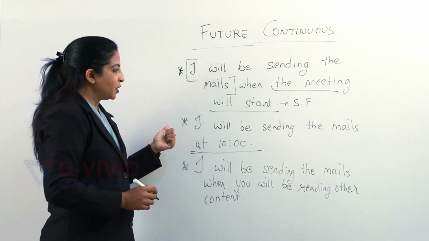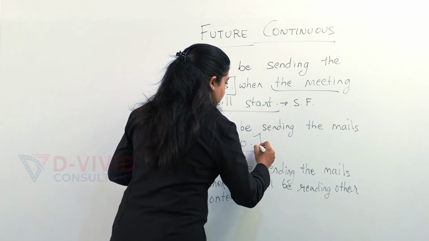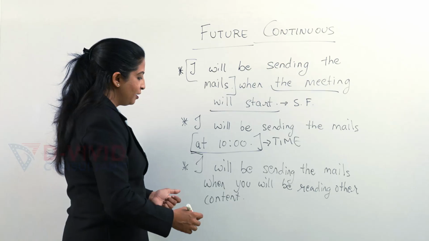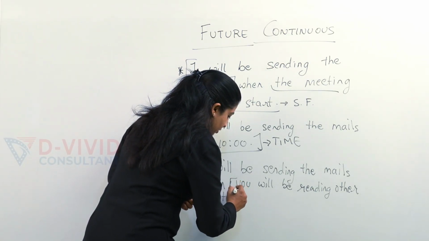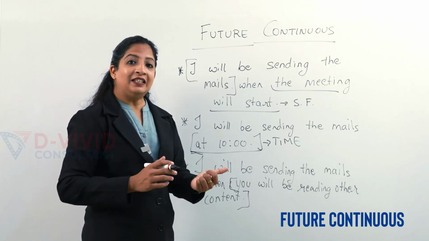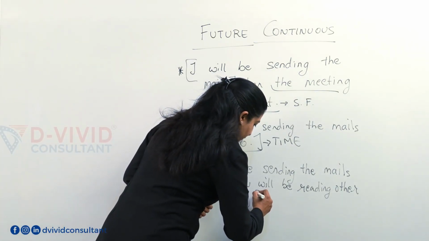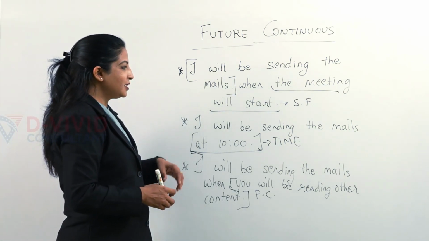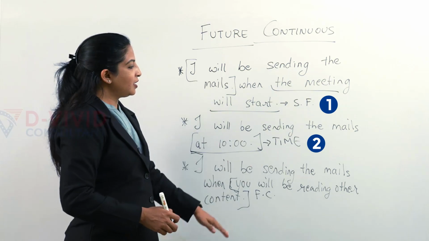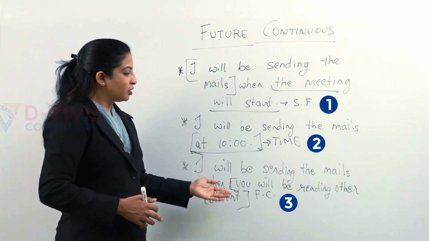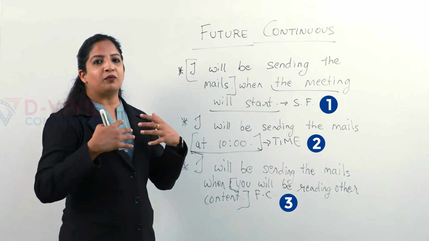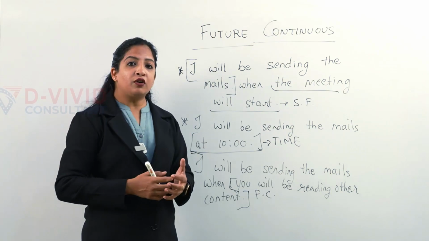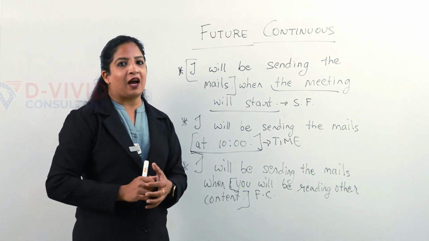So here we have used time, and here we have used the future continuous to complete our main idea. So guys, this is how these three situations help us to complete what we actually want to convey. Now let's see how the tense looks with different forms of nouns.